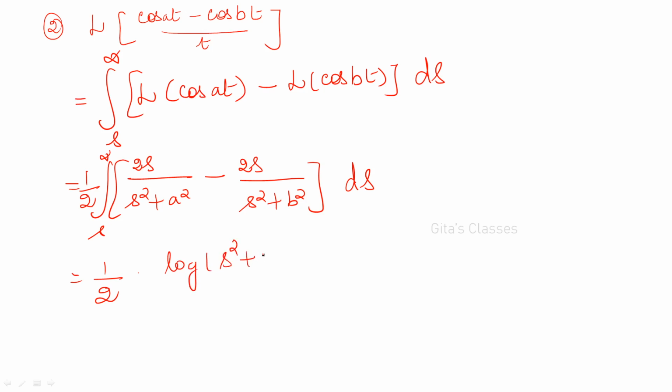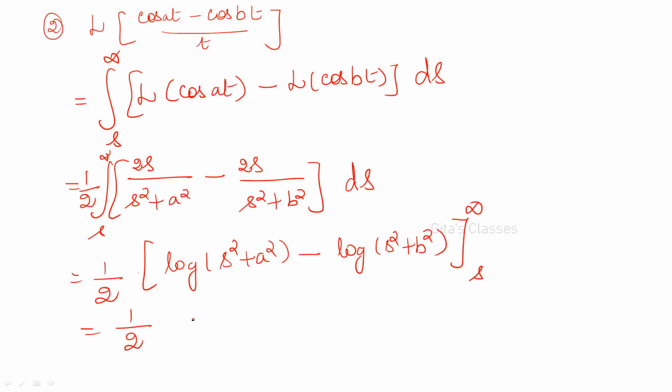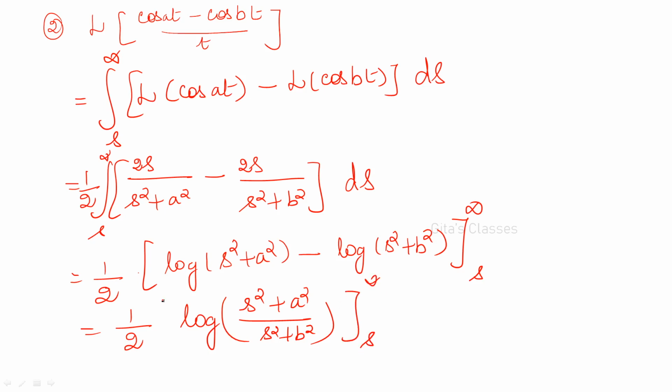log of s squared plus a squared minus log of s squared plus b squared. If the differentiation of the denominator is there in the numerator, you can write log of denominator, okay, integral s to infinity. So this is equal to, we can write it as one more step, 1 by 2 into log of s squared plus a squared by s squared plus b squared from s to infinity.